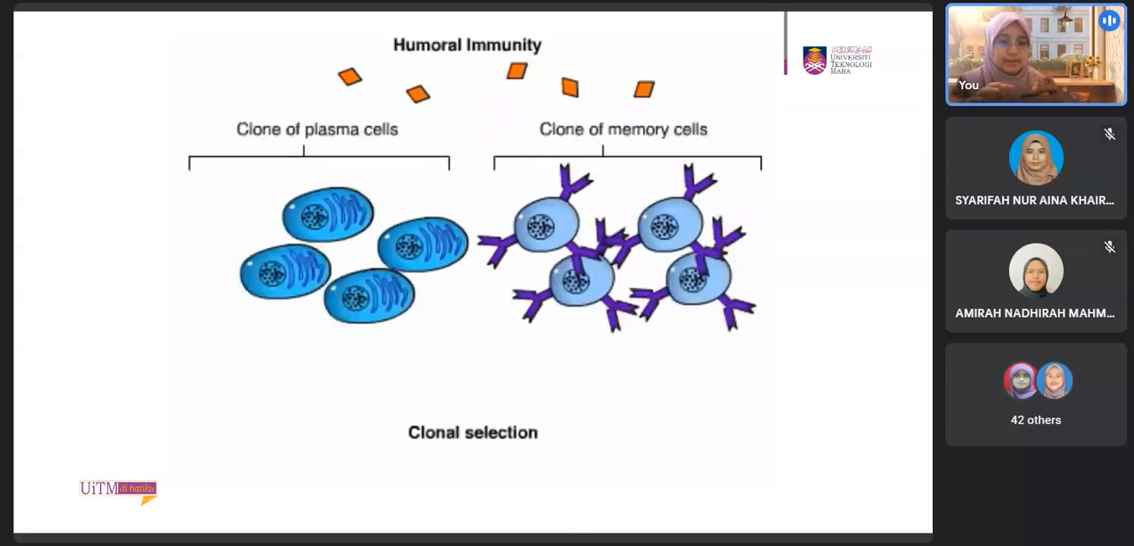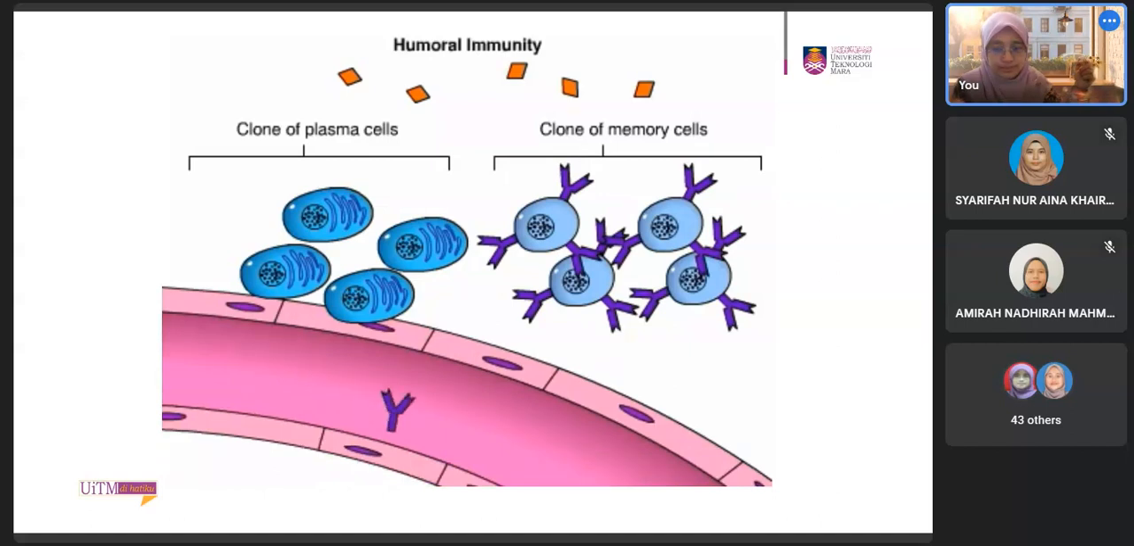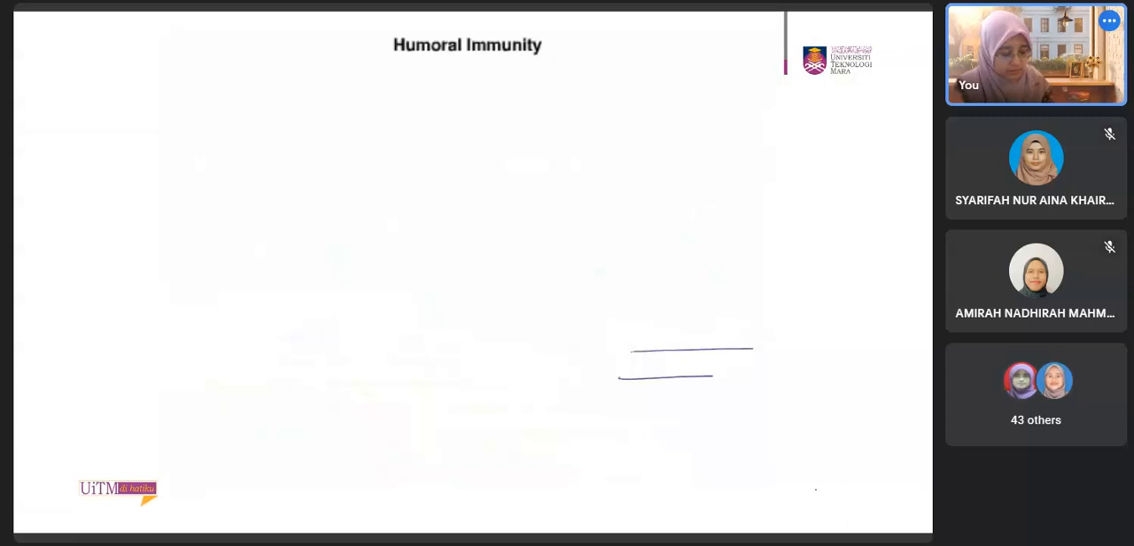So here, look at this, it divides and differentiates into two clones, a clone of plasma cells and also a clone of memory cells. So plasma cells will secrete the antibody. Memory cells will be stored in your lymphatic tissues. Okay, so you can see the plasma cell secretes the antibody that circulates in your body fluid to find the specific pathogen. Antibody is secreted into circulation, blood circulation.